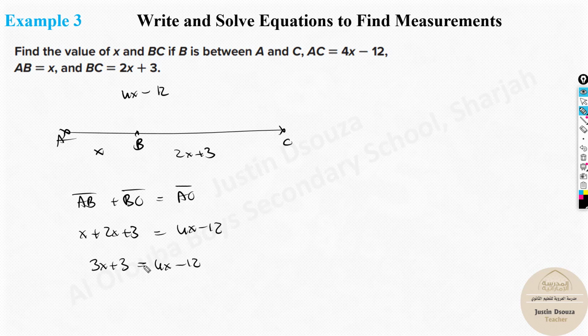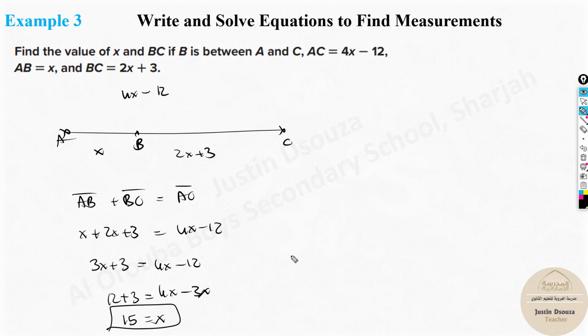Now take all the numbers to one side. I'll bring this 12 here, plus 3 is equal to 4x minus 3x. I just brought this negative 12 to the other side. It becomes positive 12 plus 3. This 3x is smaller than 4x, so I leave 4x and take this 3x to the other side. It becomes minus. Now here 15 equals x. This is just the x value.